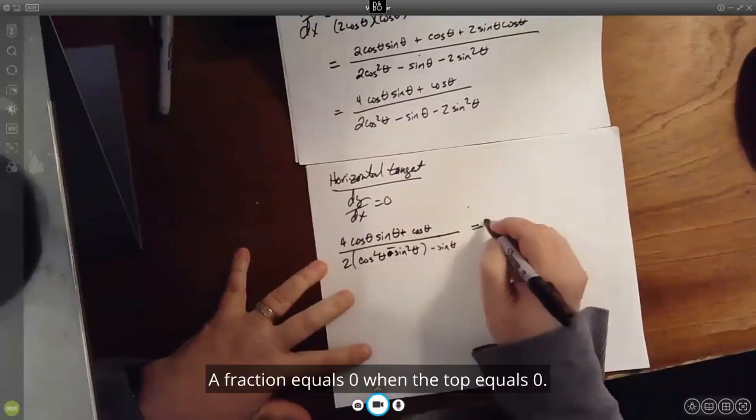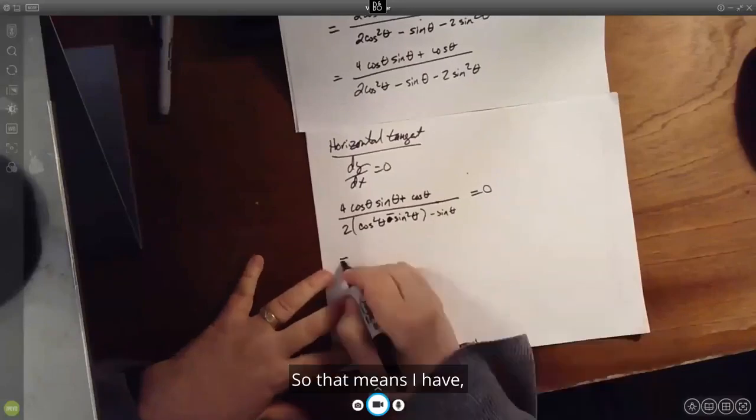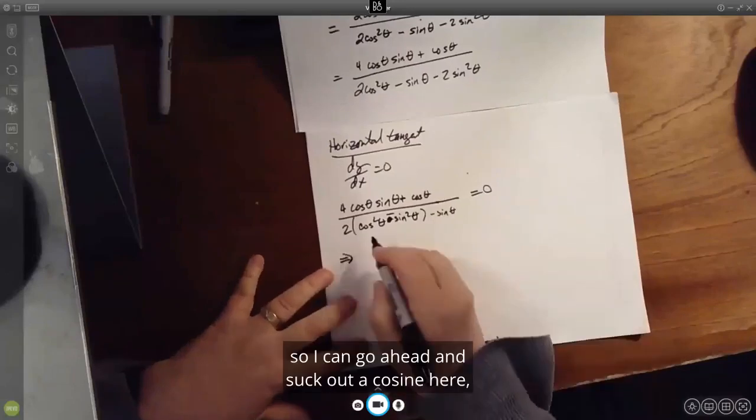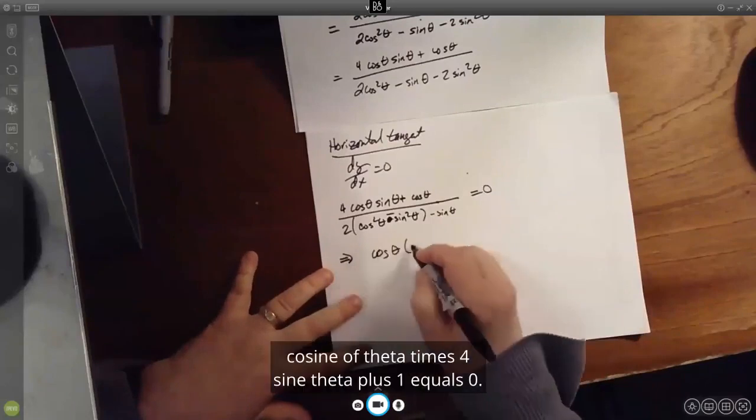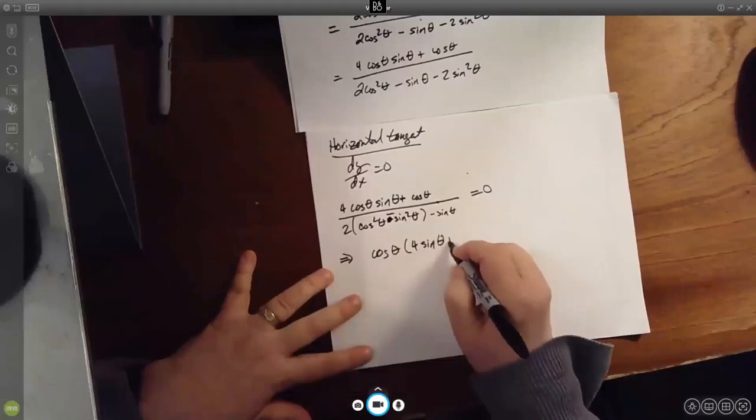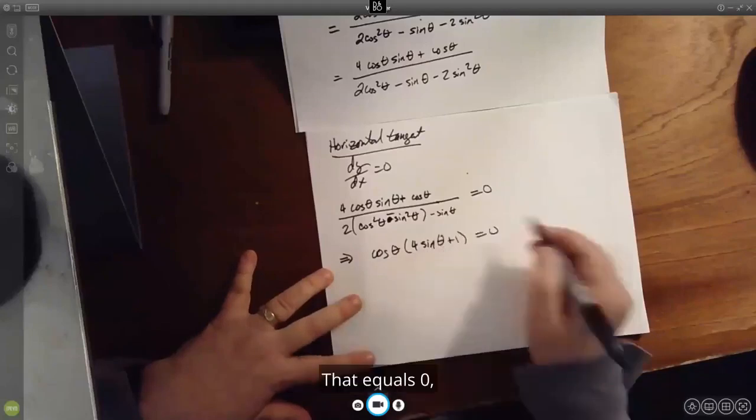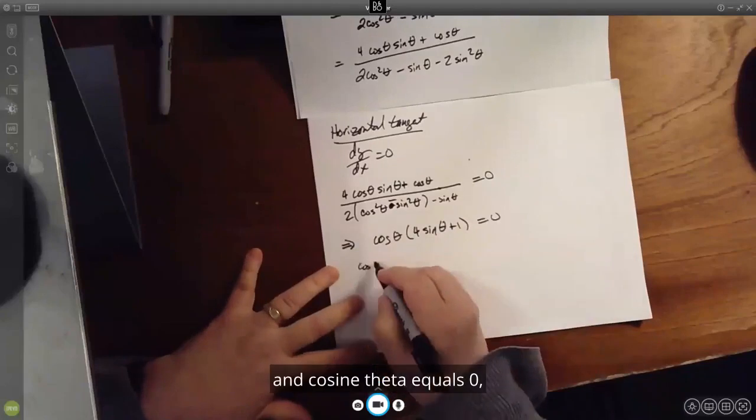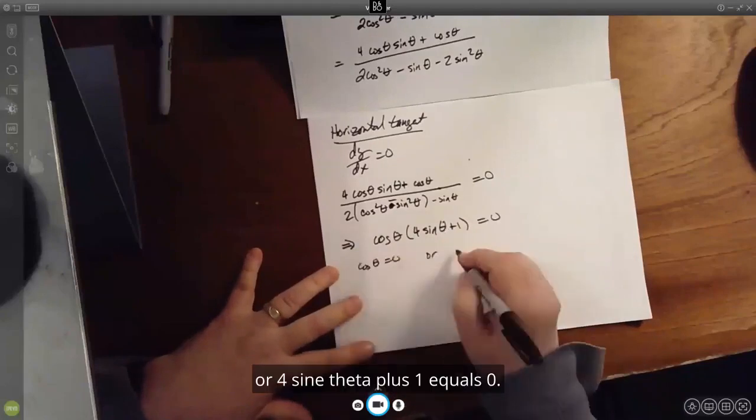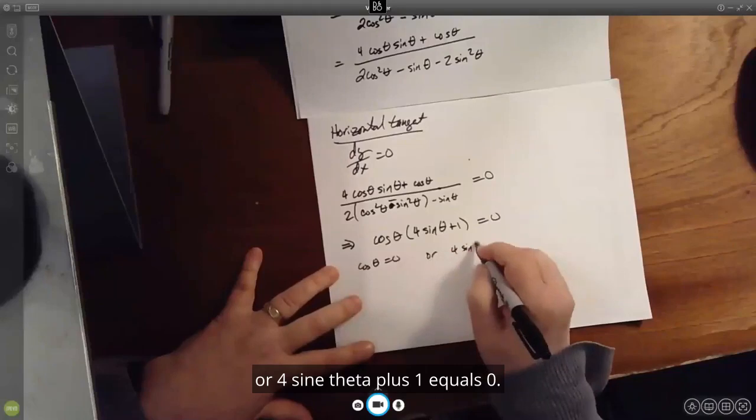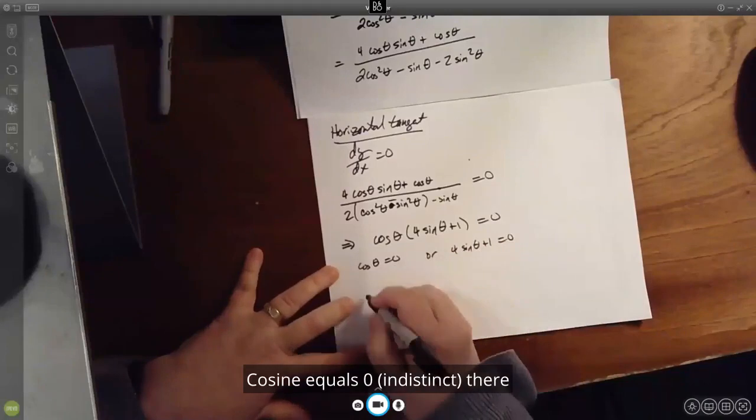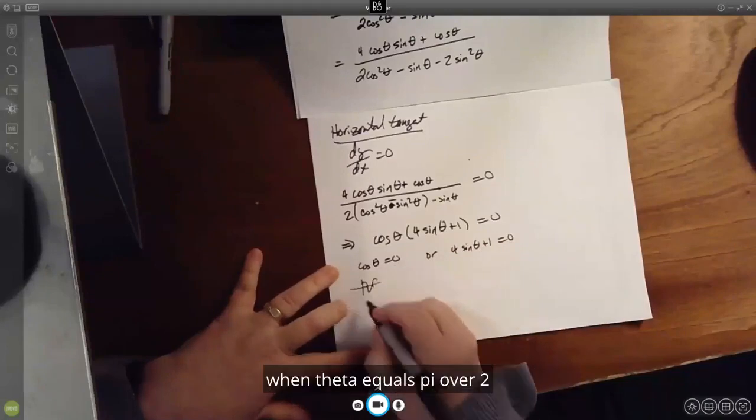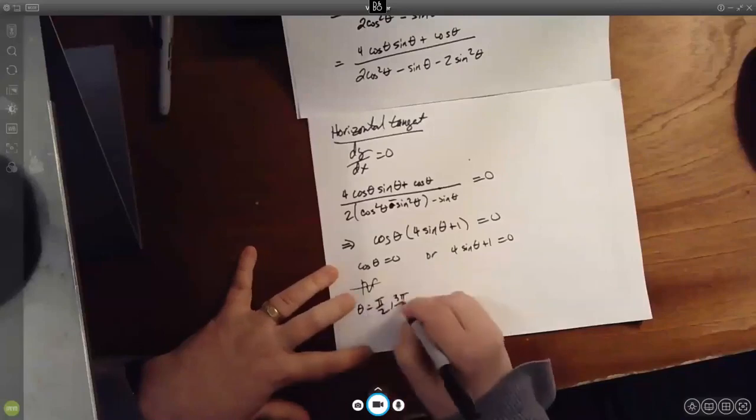A fraction equals 0 when the top equals 0. So I can go ahead and suck out a cosine here: cosine of theta times 4 sine theta plus 1 equals 0. That equals 0, so cosine theta equals 0, or 4 sine theta plus 1 equals 0. Cosine equals 0 when theta equals pi over 2 and 3 pi over 2. And this one's not as pretty.